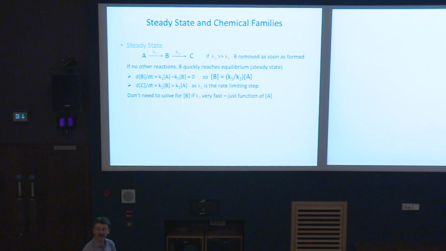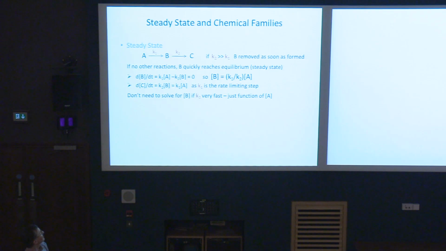Here's an example of steady state. Let's say we have reactant A forming this tracer B, which breaks down to form C. You often have this kind of little network in chemical environments. Let's say reaction 2 here is much faster than reaction 1. So basically, as soon as we form B, it goes on to form C. It's removed as soon as it's formed.